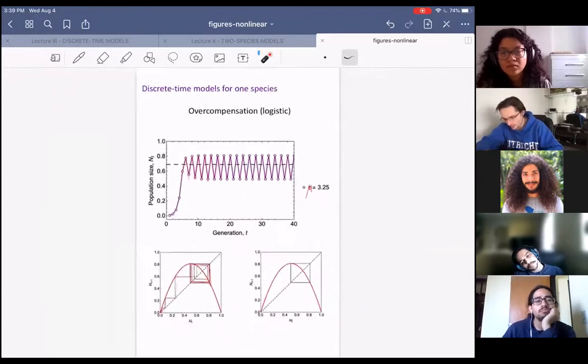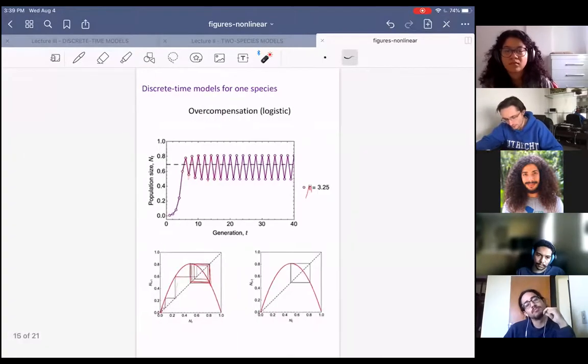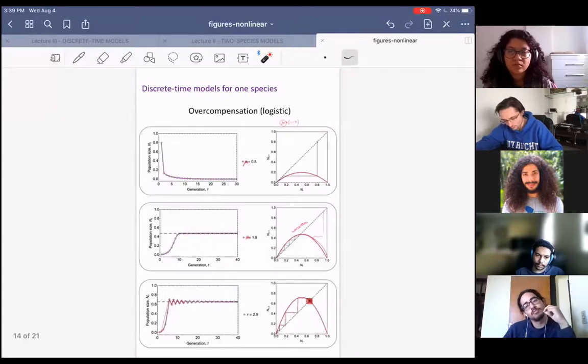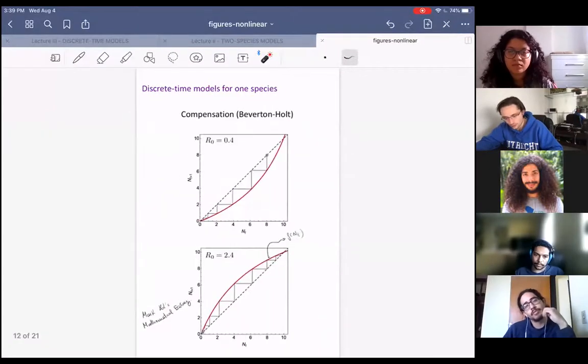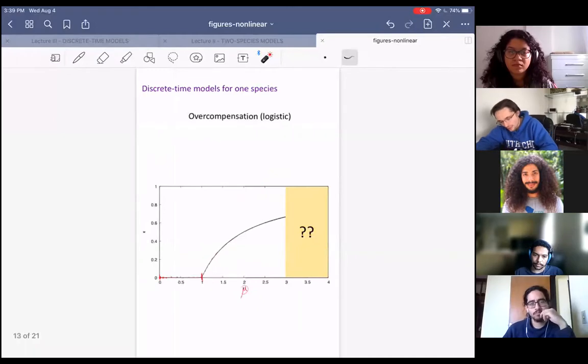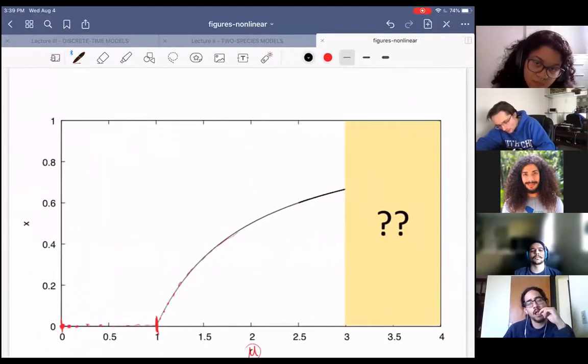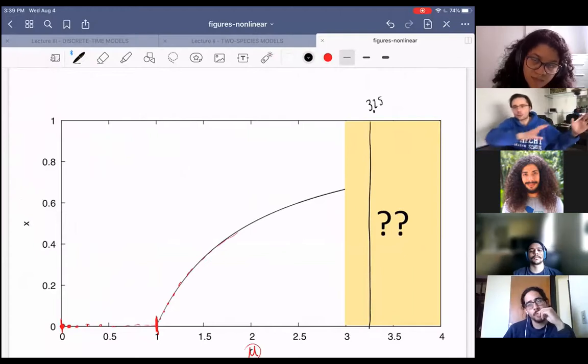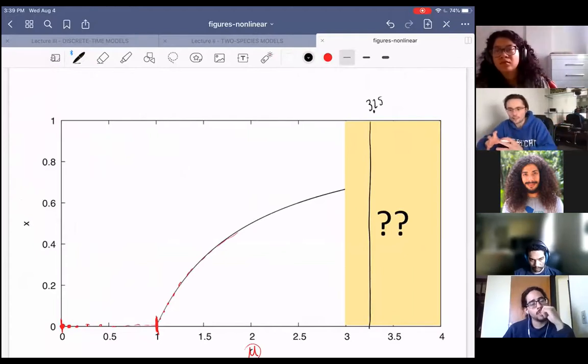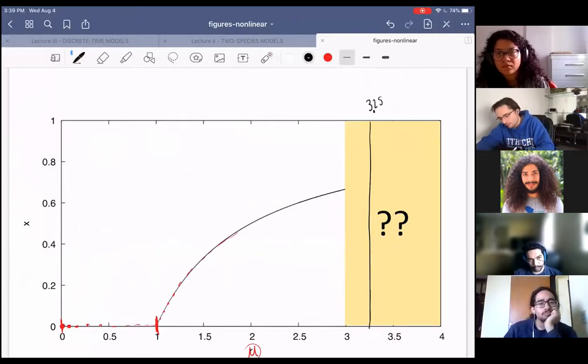So if you now want to make a bigger zoom here in 3.25, and remember that we are going to run our model for 1,000,000 time steps, and we are going to grab 10,000. What are you going to see? You are going to see 5,000 points here and 5,000 points here.